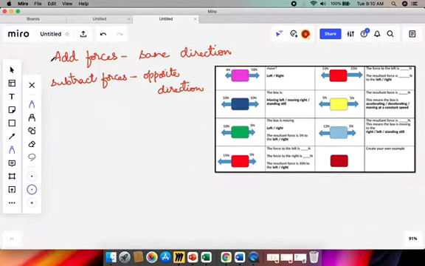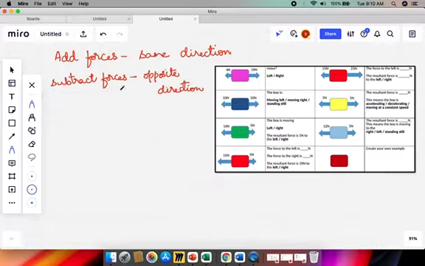The general rule that we follow while calculating the resultant forces is, if we have to add two forces, then they have to be in the same direction. If we have to subtract the two forces, then the two forces should be in the opposite direction. So all forces which are acting in the same direction will be added. All forces which are in the opposite direction will be subtracted.